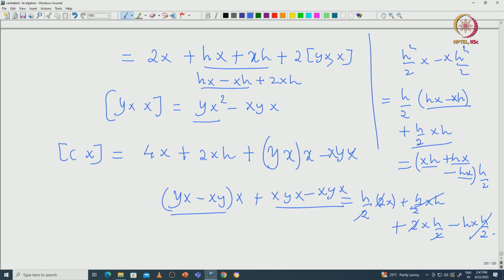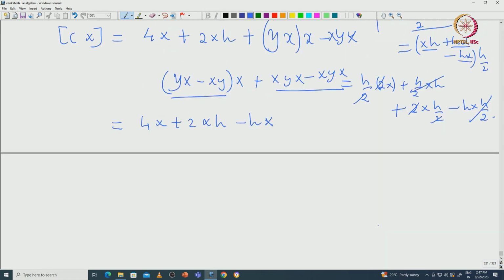So, this is going to be h x. Okay. So, then 4 x plus 2 x h. So, sorry, this is y x minus h x. So, now if you replace this, okay. So then what you get? You get 4x plus 2hx, yeah, minus 2hx plus hx.